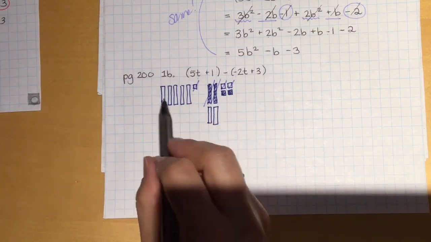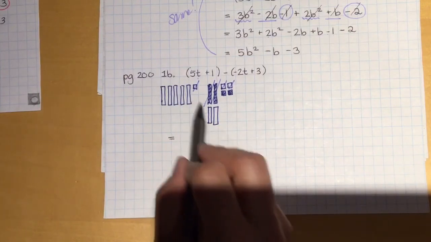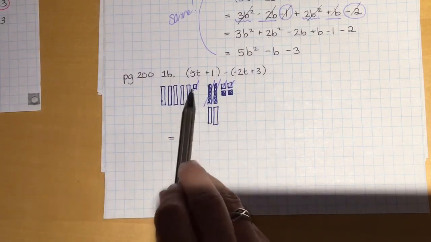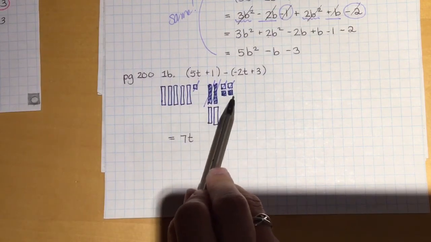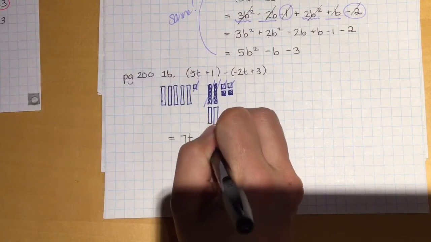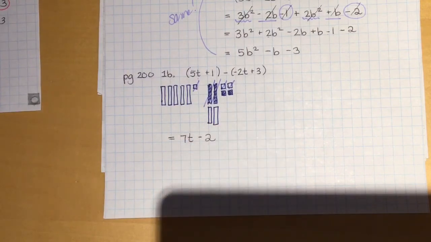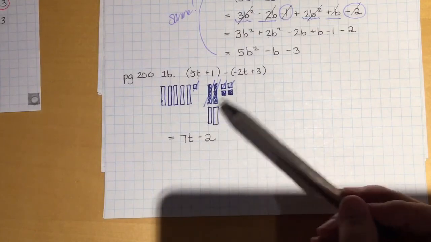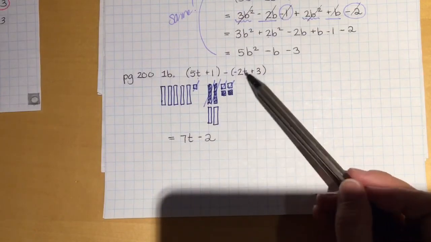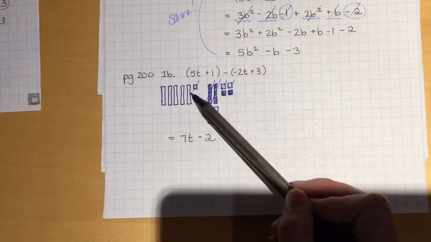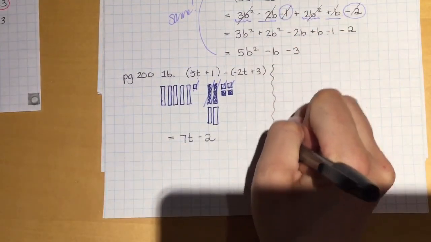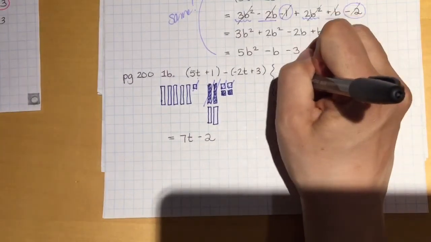Now, what do we have left? Let's count it out. 1, 2, 3, 4, 5, 6, 7, 7t, and negative 2. Right on. It's not that bad, and you don't always use zero pairs. It's just if you don't have enough here to take away what it's asking for. So let's try that just using our symbols.